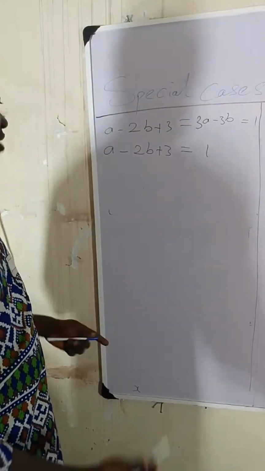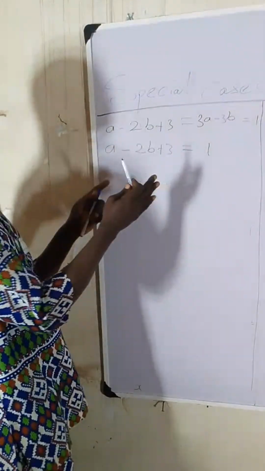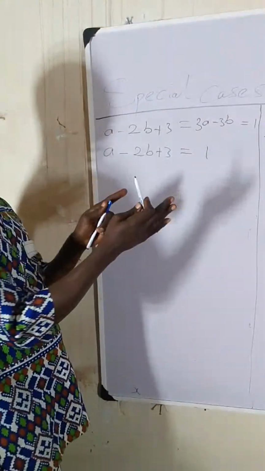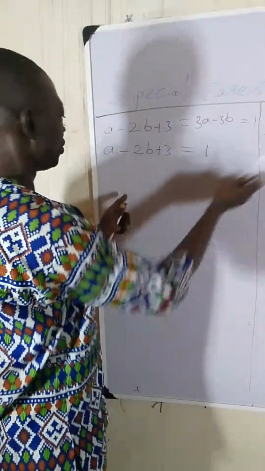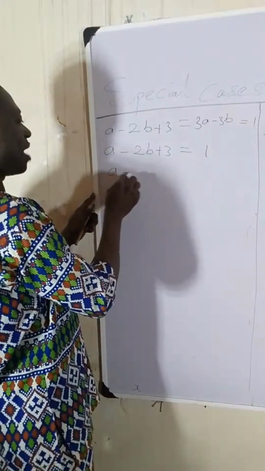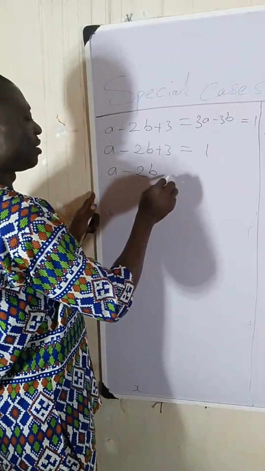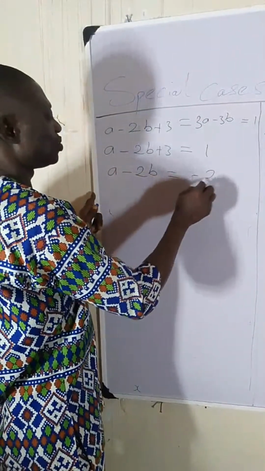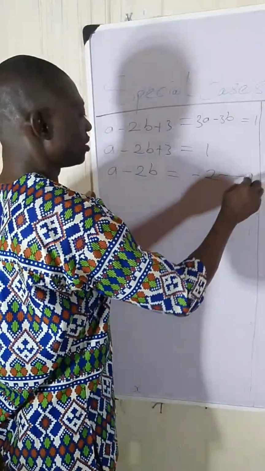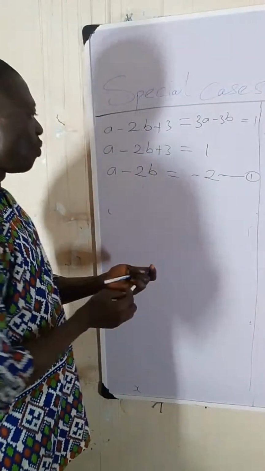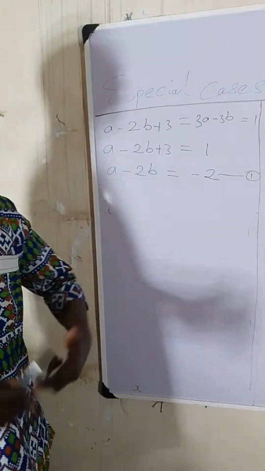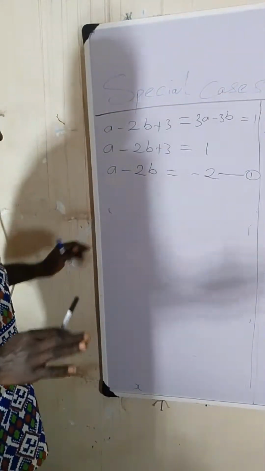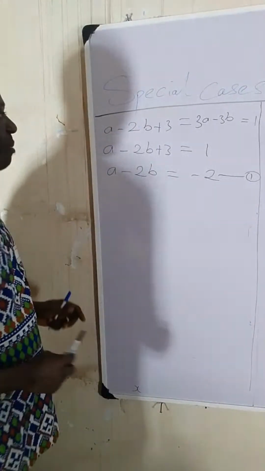Okay? Then what it means is that we collect like terms, in the nature of our simultaneous equation, which is 3 going to the other side. And then we have A minus 2B is equal to minus 2, which is equation 1. Remember why it is minus 2. 1 minus 3 will give you minus 2. And so equation 1 has already been formed.